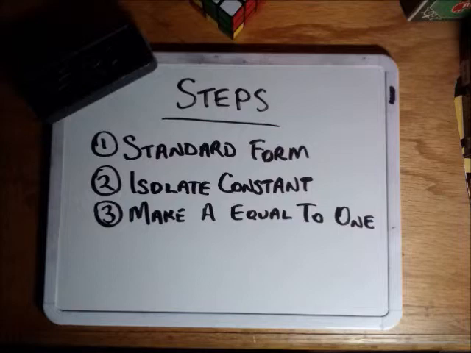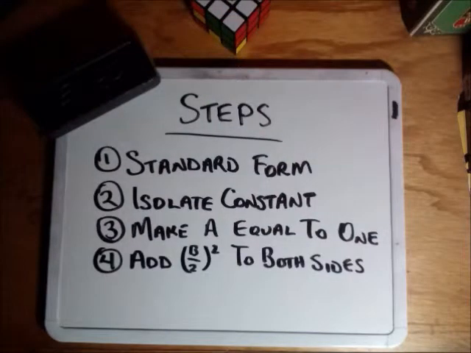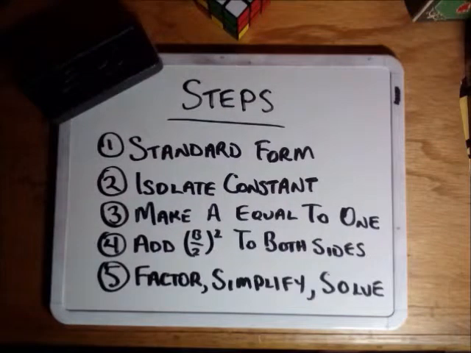Just as a side note, 2 and 3 can be done in opposite order. They do not particularly matter. 4. Add (b over 2) quantity squared to both sides of the equal sign. 5. Factor like normal, simplify, and solve. Remembering these steps, let's do a couple of examples.